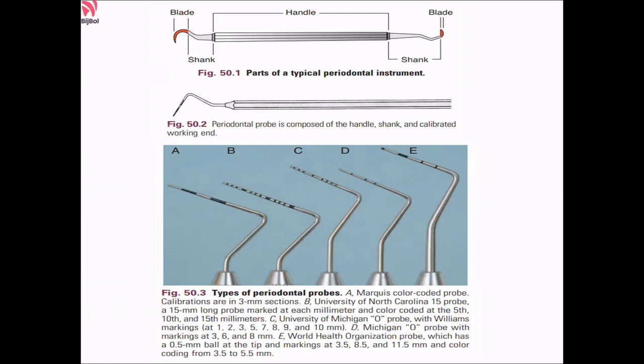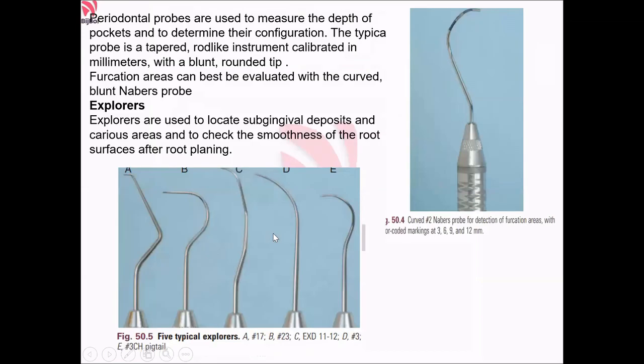Both these probes have markings at 3.5, 8.5, and 11.5. Your 3.5 to 5.5 is color coded. It will have a ball at the tip. Okay, then what you see in the first one, A, is Marquis color coded probe with 3 mm striations. Okay, this is the neighbors probe. Neighbors probe is for furcation areas.